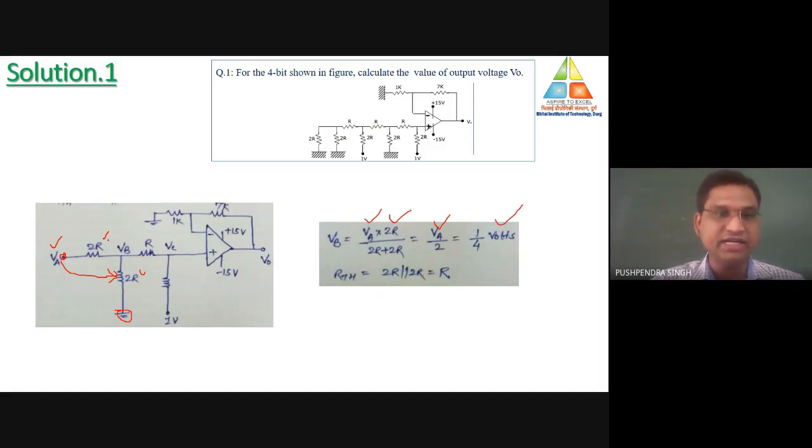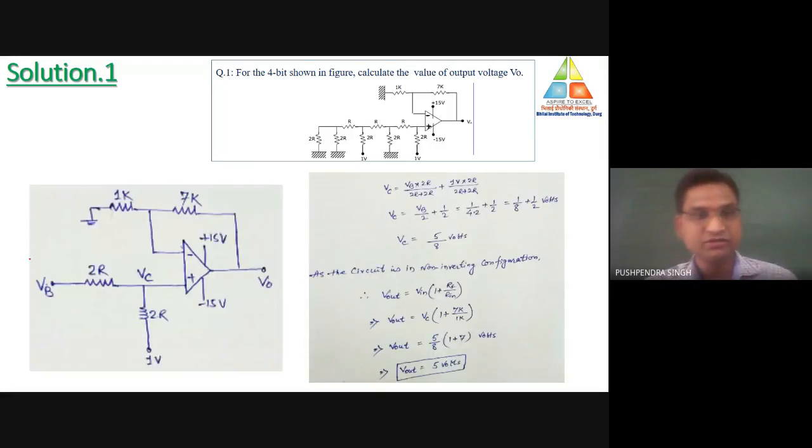And the Thevenin equivalent resistance, again the parallel combination of these two, will be equivalent to R. Then R plus R is equal to 2R, and the terminal will be connected to VB. This terminal is connected to VB, R and R is equal to 2R. This voltage source is connected to VC. So now calculate the value of VC.